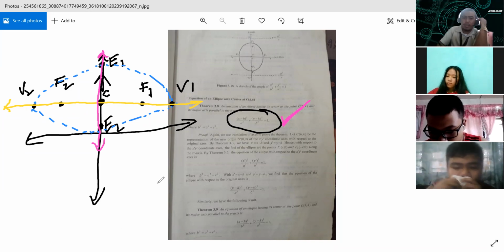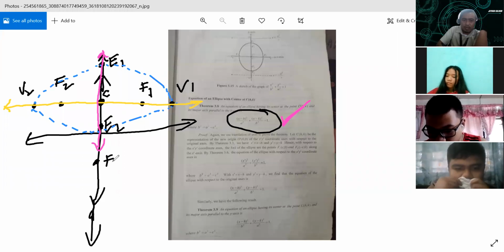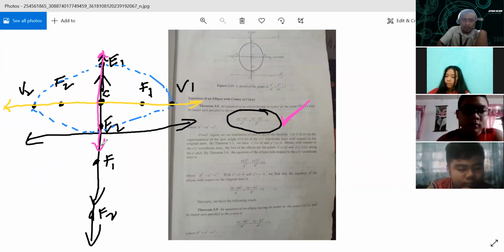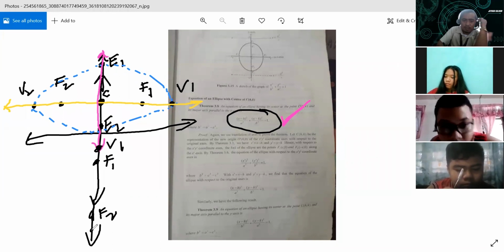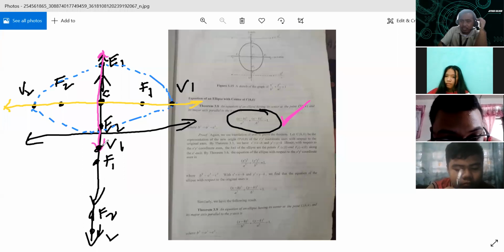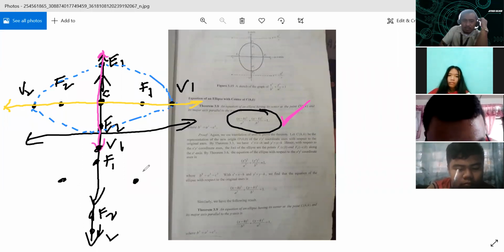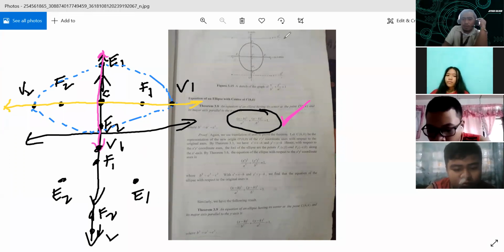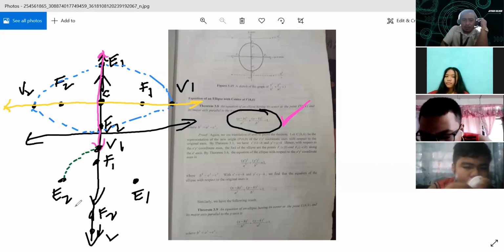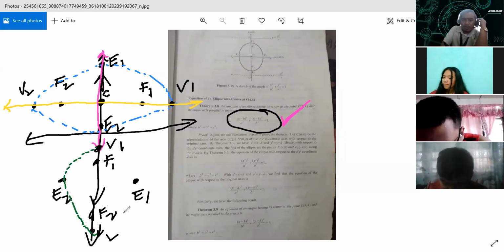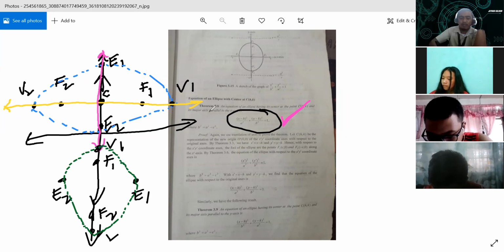And if the other way around, katong gaganiha, how bit baliktad? Dili lang nato yata ang example. This is your focus 1, focus 2. So somewhere here is your vertex 1. This is your vertex 2. So this is your major axis now. So it is now extremity number 1, extremity number 2. So your ellipse now will look like this one. And always bear in mind, your ellipse will pass through your vertices and extremities. So it will look like this. So your major axis is this and your minor axis is this.